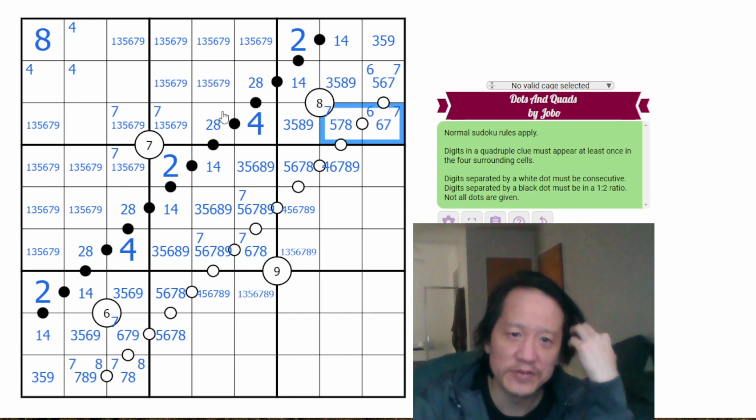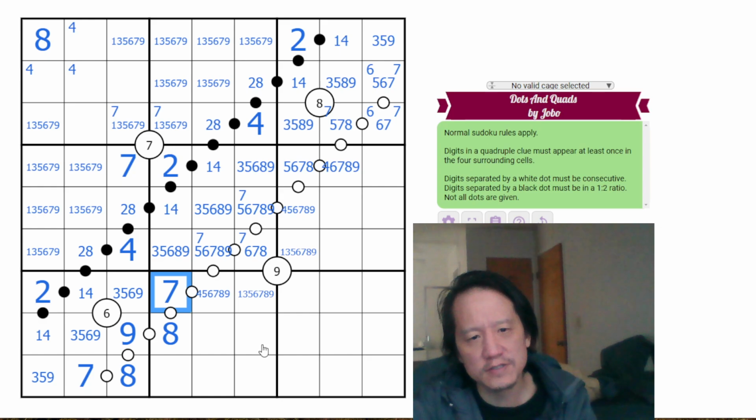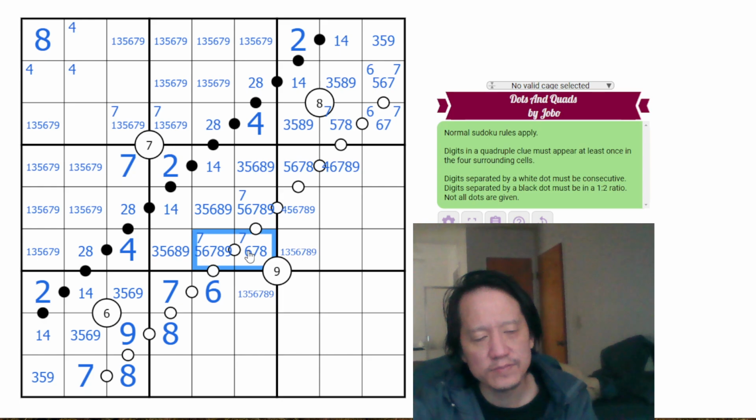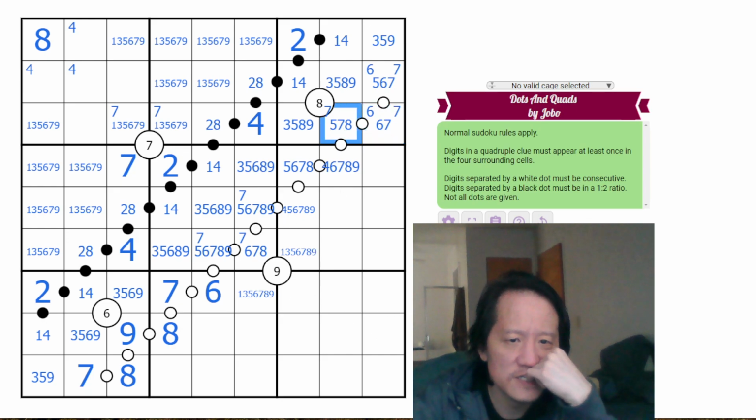What if this is 7? If that's 7, then this has to be 7, which forces this to be 7. So this is 7, 8, and 9. Forces that to be 8. So this is 7. This has to be 6. This looks kosher. 7 or 8.